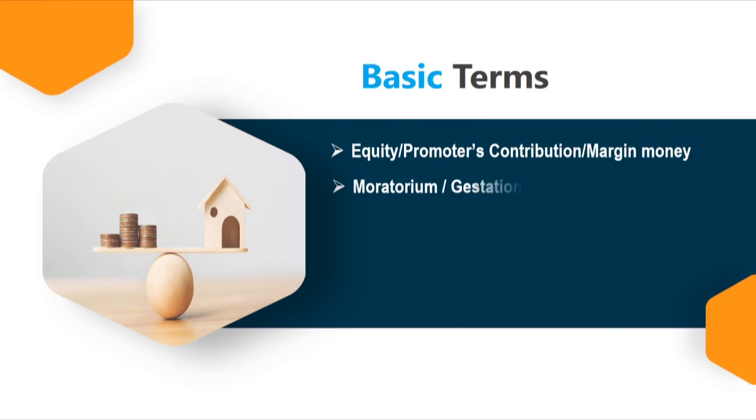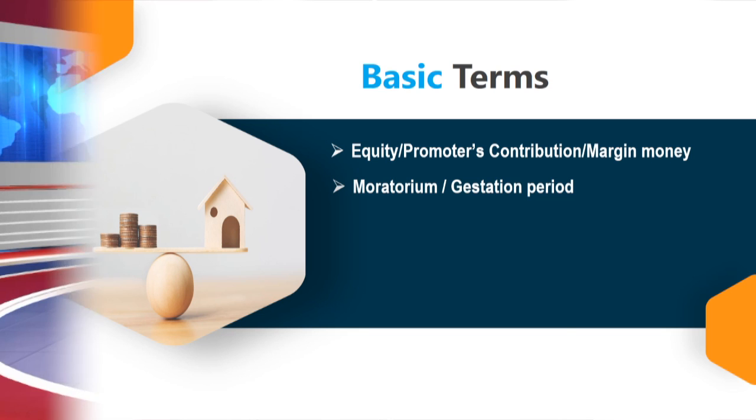Next is the moratorium or the gestation period. When you take a loan from any funding agency, they will give you certain time to start repaying the loan. They may give you 1 year or 6 months, you can wait to start your EMIs, your installments, and that time is known as the moratorium period. It normally varies from 6 months to 18 months, and after that you can start paying your EMIs.